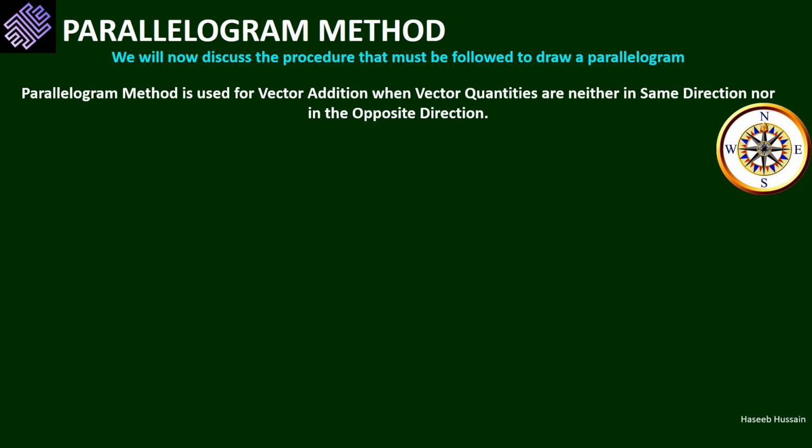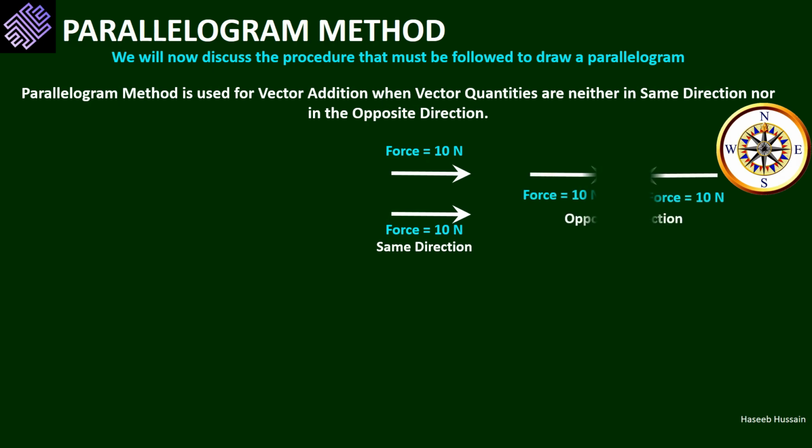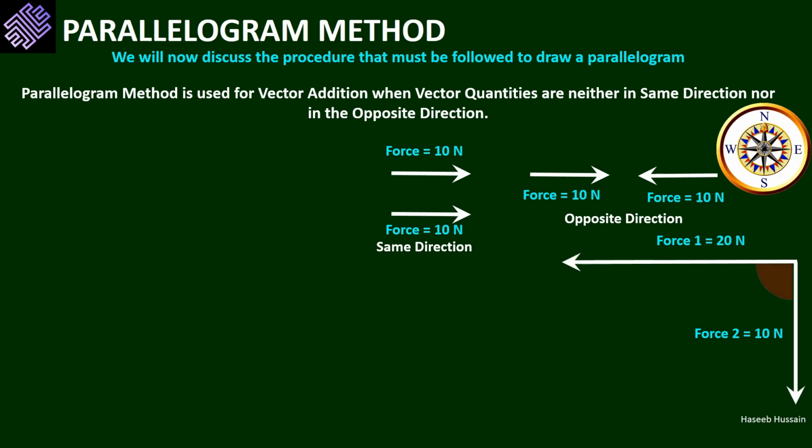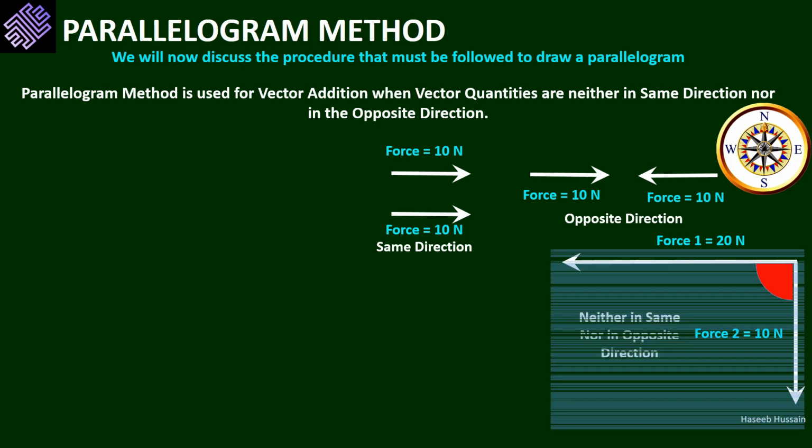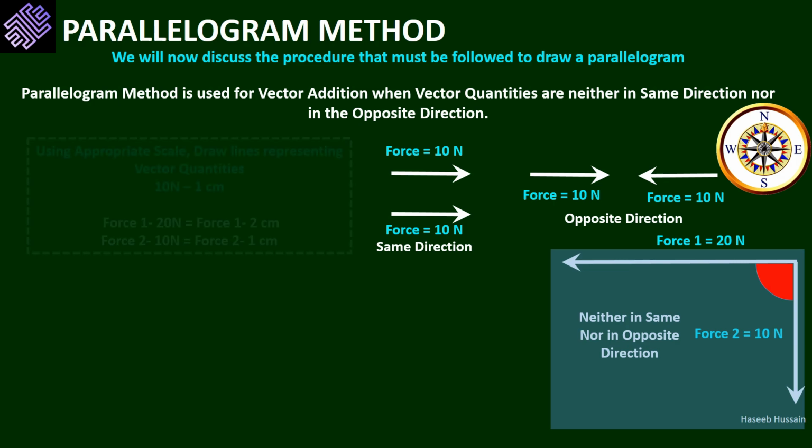Note that parallelogram method is used for vector addition when vectors are neither in the same direction nor in opposite direction. Vectors are in the same direction if the head, in other words arrow, of those vectors point towards the same direction. They are in the opposite direction if the arrows or heads of those vectors point in the opposite direction or path. If the two vectors are at an angle to one another, in this case it is 90, but it can be any angle other than 90. They are neither in the same direction nor in the opposite direction.